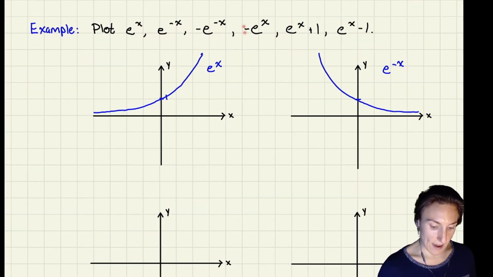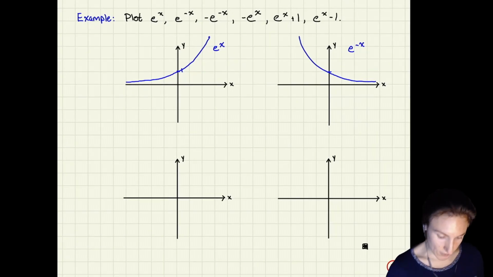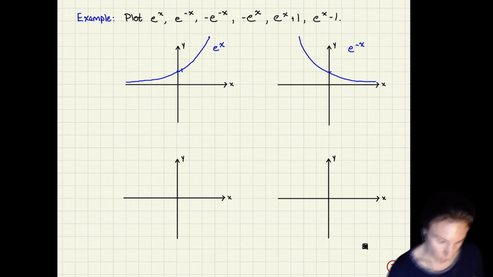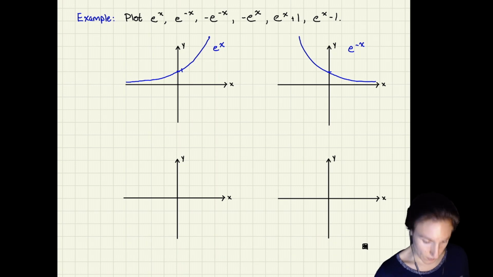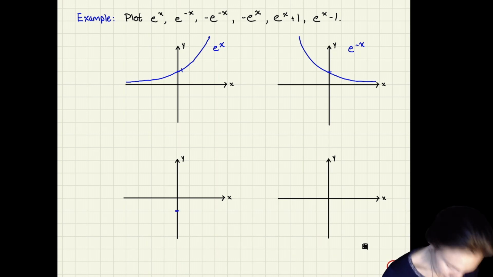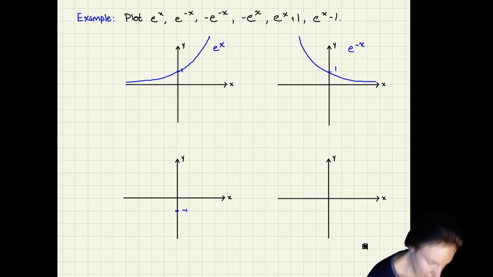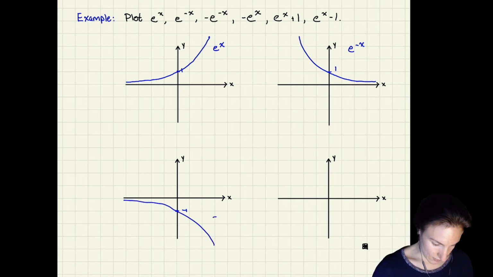Now, if I have negative e to the x, that just means I'm flipped about the x-axis. So it's going to look the same as this one here, but we're going to be below the x-axis. So if x is equal to 0, we're going to get negative e to the 0, which is negative 1. So we're going to cross right here at negative 1. Okay, and this is positive here. And then we're just going to look something like this. So this is e to the negative x.